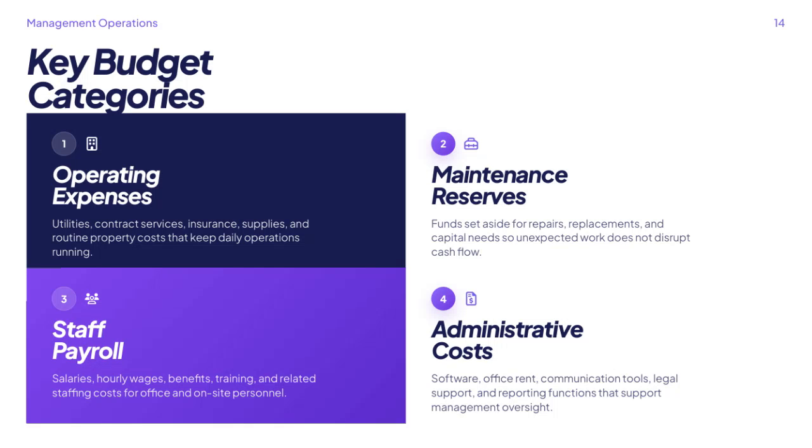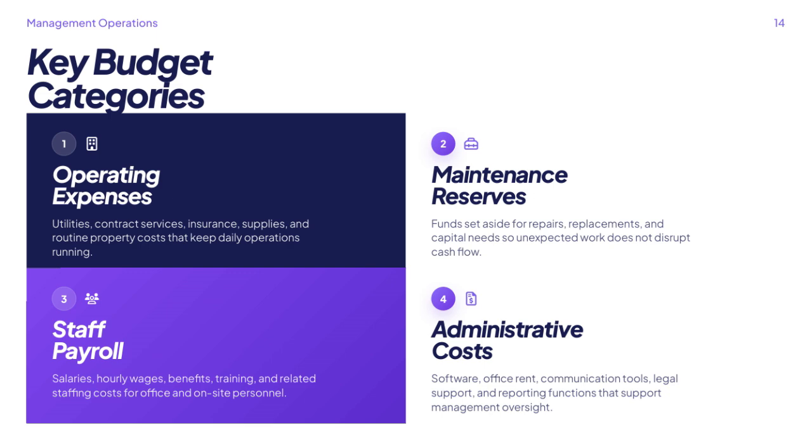Here we have the key budget categories that are fundamental to managing operations effectively. First, operating expenses cover essential costs like utilities, contract services, insurance, supplies, and other routine property expenses that keep daily activities running smoothly. Next, maintenance reserves are crucial. They're funds that we set aside specifically for repairs, replacements, and capital needs. This helps us handle unexpected work without disrupting our cash flow.